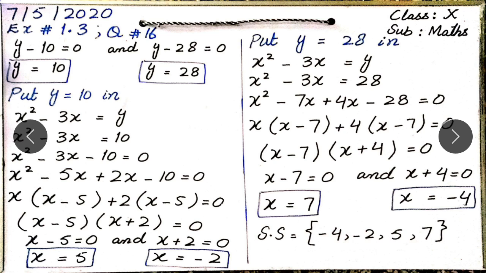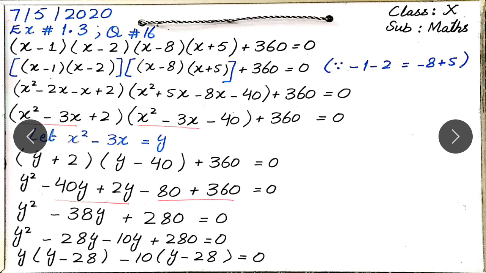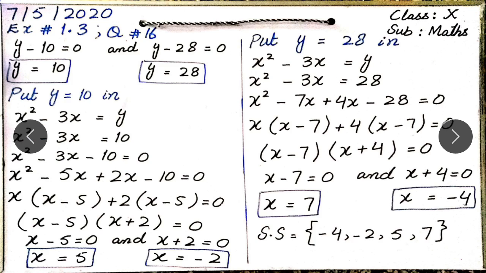Why do we have 4 answers here? Because we have 4 brackets in the question. If you multiply all these x, it will give x to the power 4. So I told you earlier that when the equation has power 4, if it is of degree 4, it will have 4 answers or 4 roots.